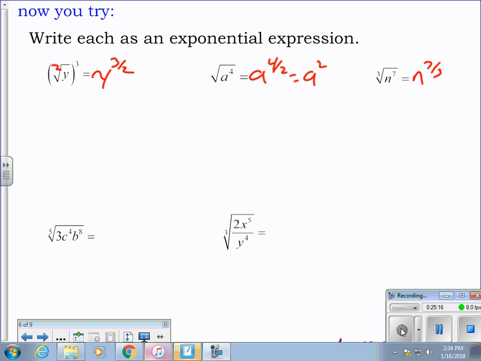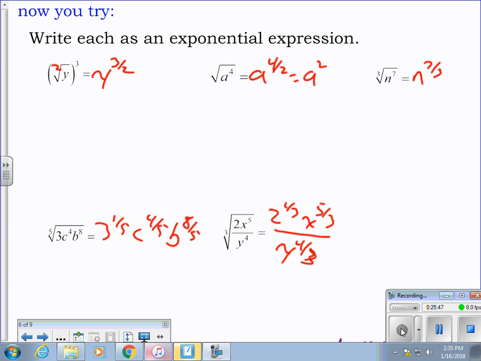Same thing here. Each one of these is going to be over 5 because it's a fifth root. Take whatever exponent is there, put it over 5. 3 to the 1/5, c to the 4/5, b to the 8/5. And on the next one, because my index is 3, they're all thirds. So I have 2 to the 1/3, x to the 5/3, over y to the 4/3. Okay? Piece of cake, right?